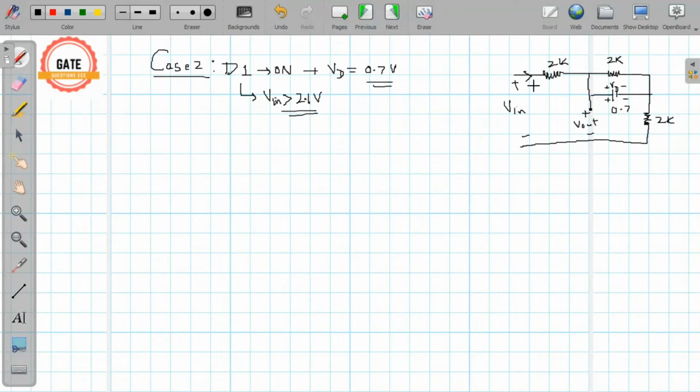So let's assume this current is I. So you can apply KVL in this loop, and we will get that Vin is equal to 2 times I plus V out. So we have to eliminate this variable I to get the relation between V output and V input. So let's write this as equation number 1. To eliminate this I, we will have to apply KVL in this loop.